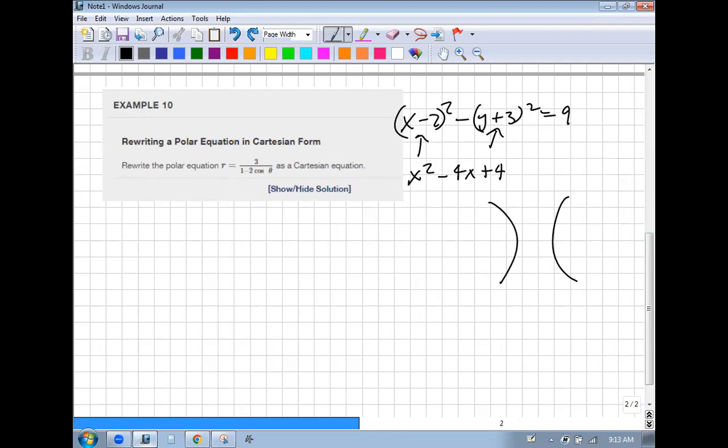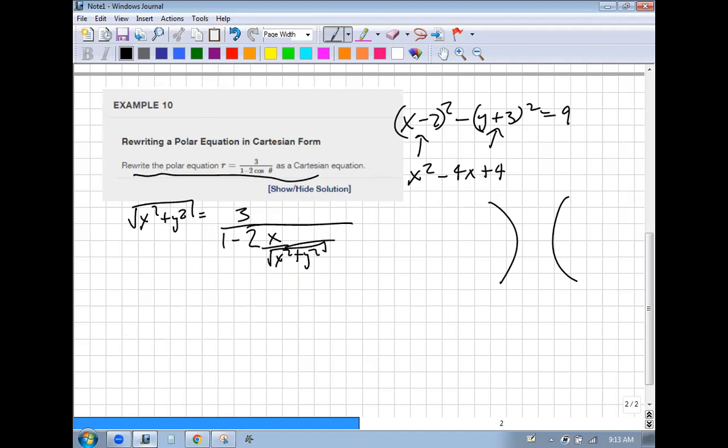There's no guarantee that I can, but if we just mindlessly do the substitution, r is the square root of x squared plus y squared. And cosine is what? x over r, but r is the square root of x squared plus y squared. There, we're done. We rewrote it as a Cartesian equation. Sure is ugly though, but we did what they asked.